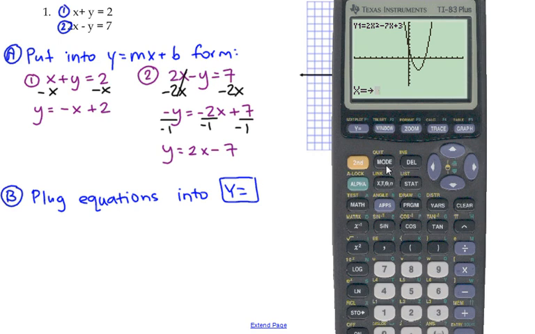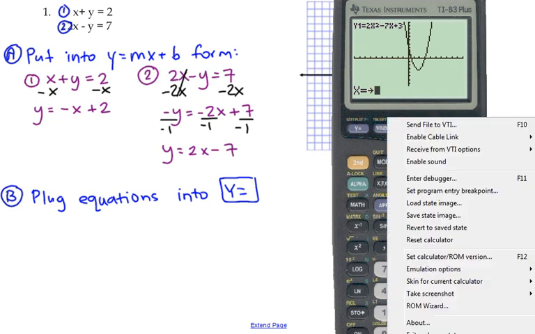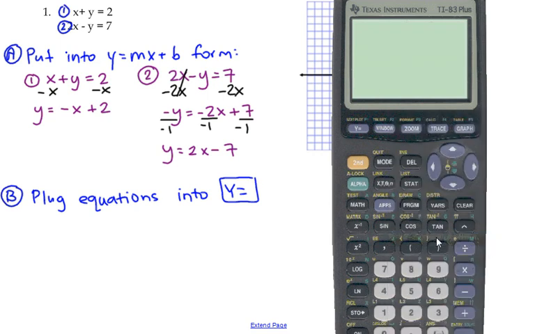Clear. Second quit. Okay. Sometimes the calculator needs a good reset. There we go. Okay, y equals, let's plug them in. So first equation was negative x. It has to be the negative in front of the x, not a minus sign, or else it won't work. Right here. Plus 2. And then we have 2x.